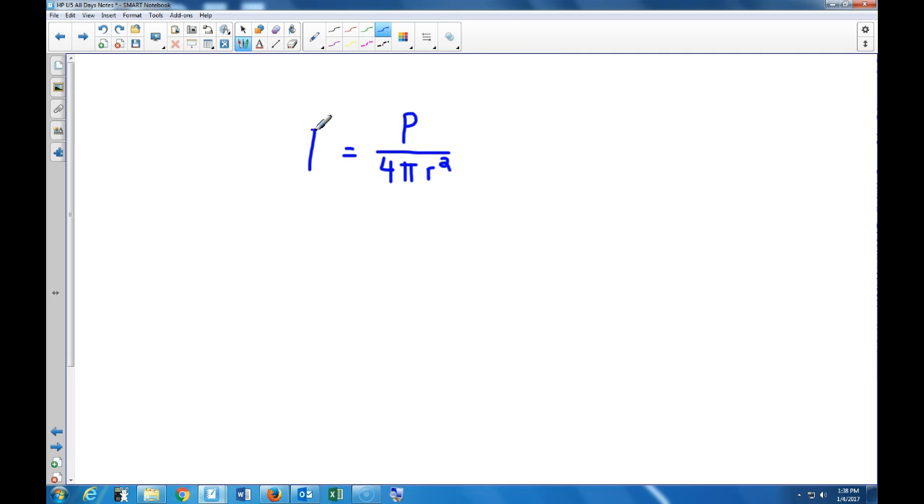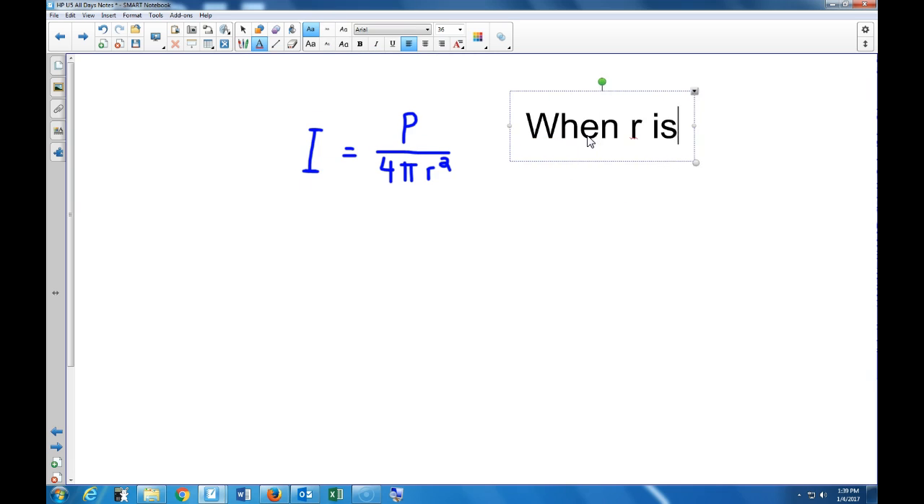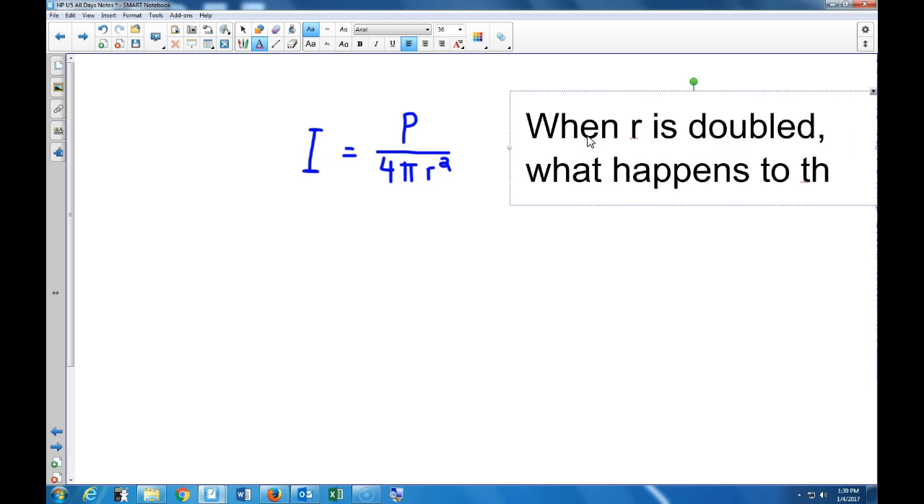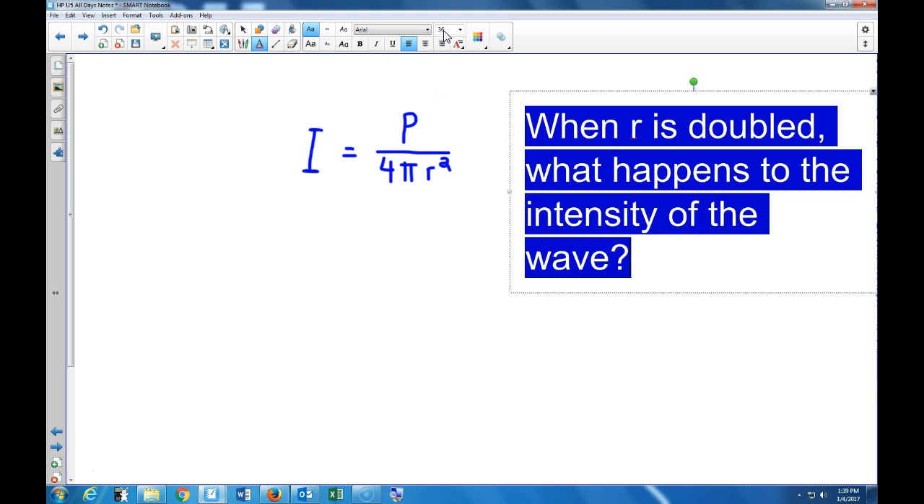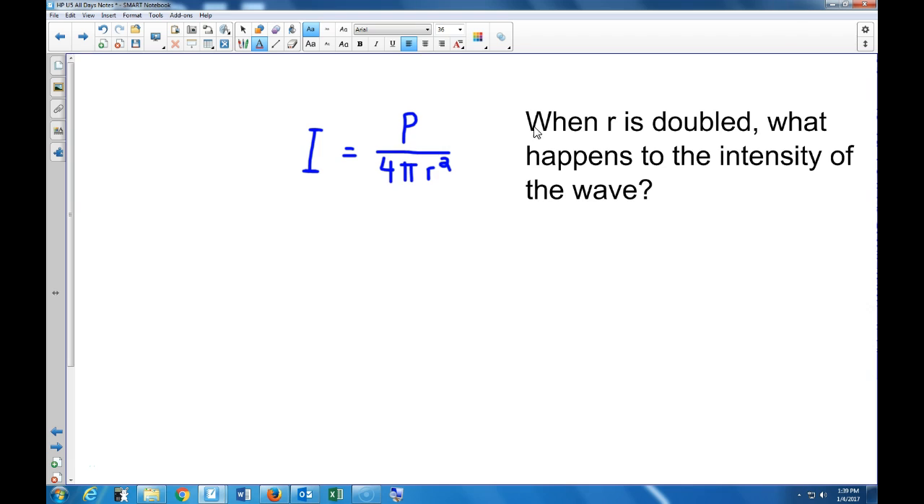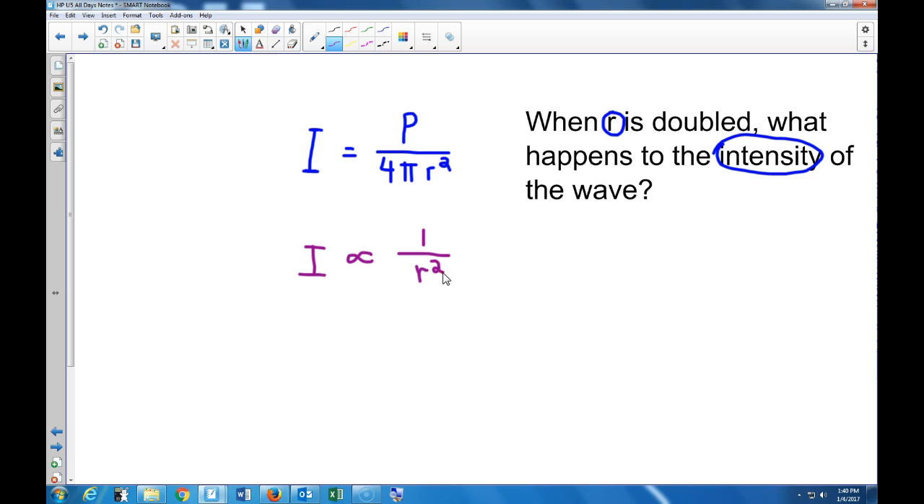Let me show you another example. The equation for intensity of a spherical wave is given by I equals P over 4 pi r squared. So what if I ask the question, when r is doubled, what happens to the intensity of the wave? We could figure this out again just using proportionalities without going through the big exercise. They're asking us about r and I. So write down the proportionality with just r and I. We have I is proportional to, this becomes a constant. 4 and pi both are constants, so those are 1. And then we have r squared on bottom.